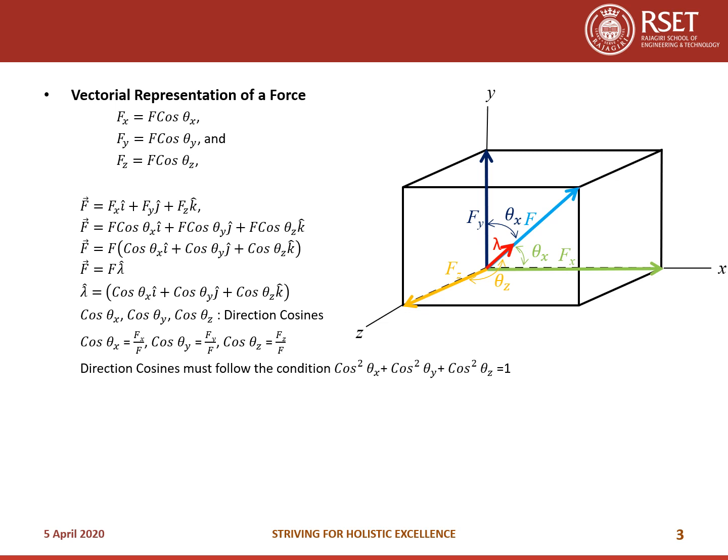Okay. So now these direction cosines are not independent of each other. They follow the condition cos square theta x plus cos square theta y plus cos square theta z is equal to 1. And how will you get the magnitude of the force vector F? It is given by F is equal to square root of Fx square plus Fy square plus Fz square.